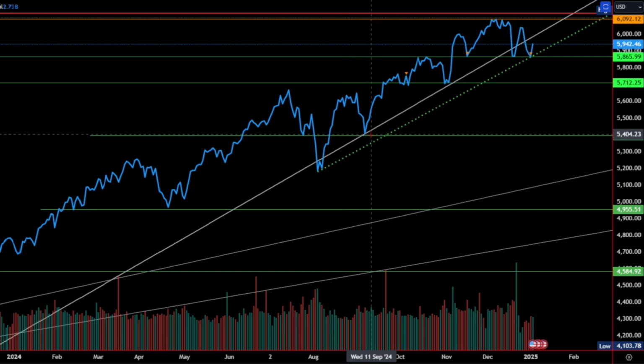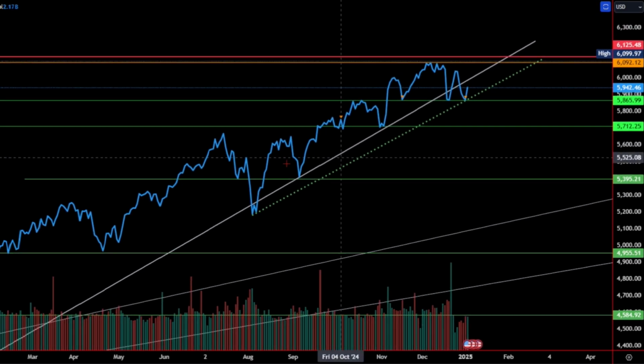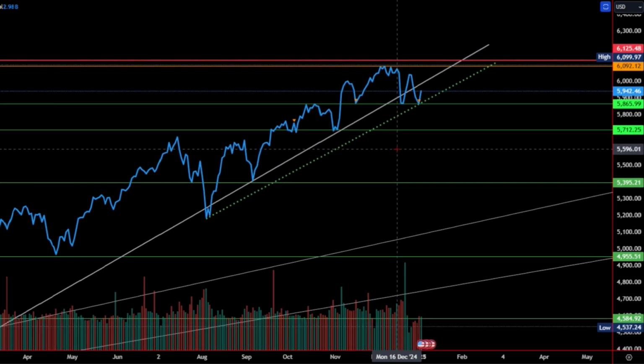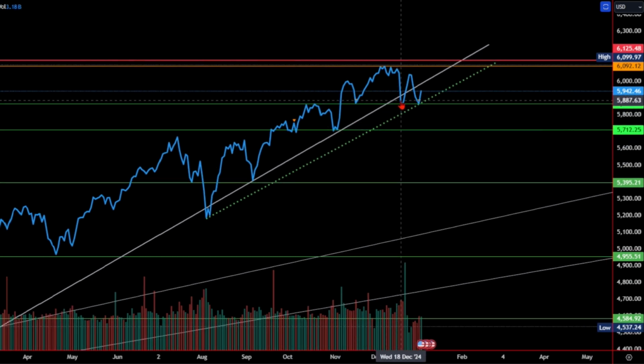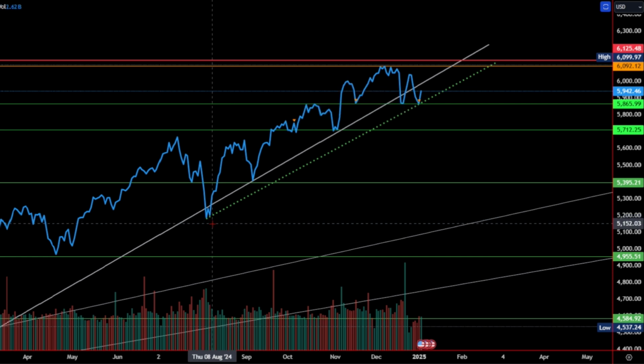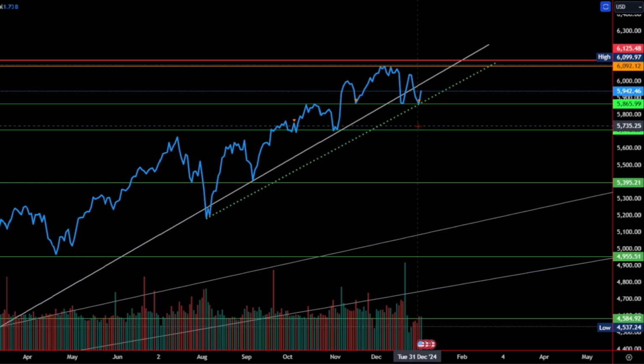Tested this support level for the first time, new trend, found support, bounced back up, had support here at 5,712. You see where we broke the trend line here, shot up to new highs, roughly at $6,042. Came back down, and we're on this green dotted line here where we tested back in August. And now we're retesting this line right here. January 2nd, retested January 2nd.